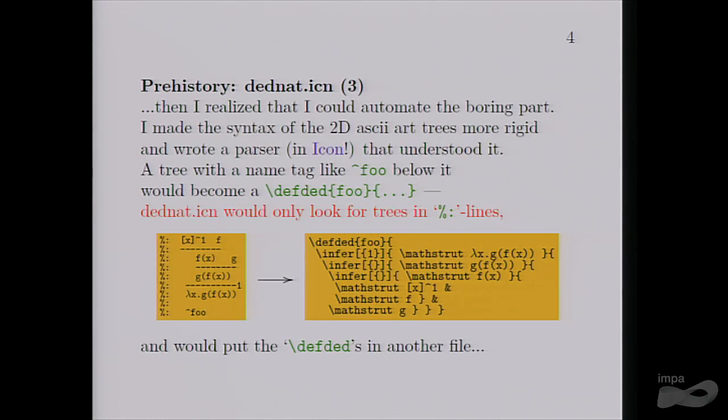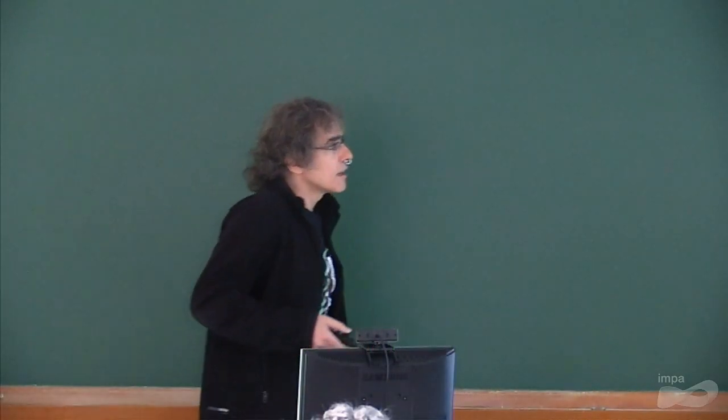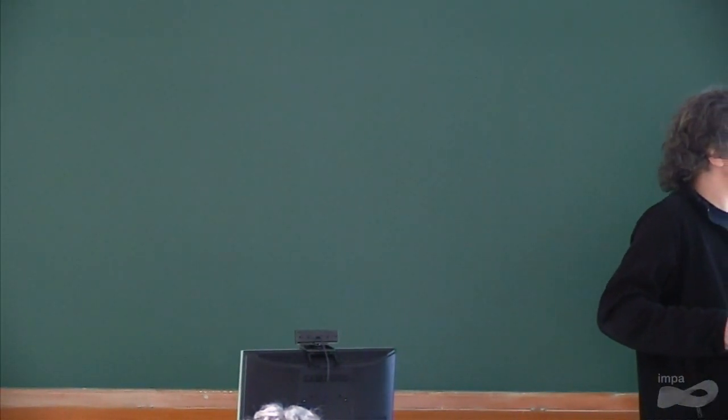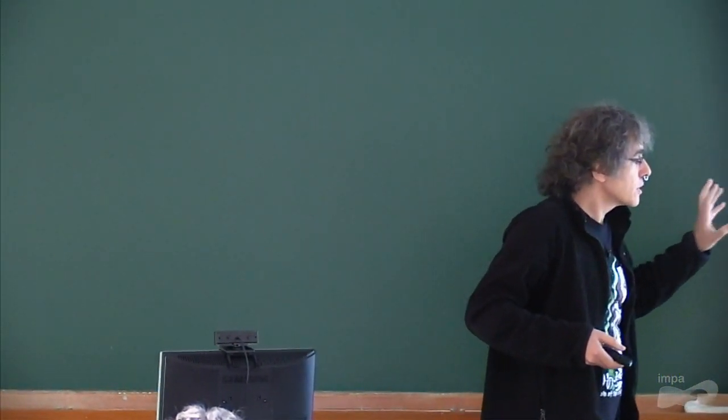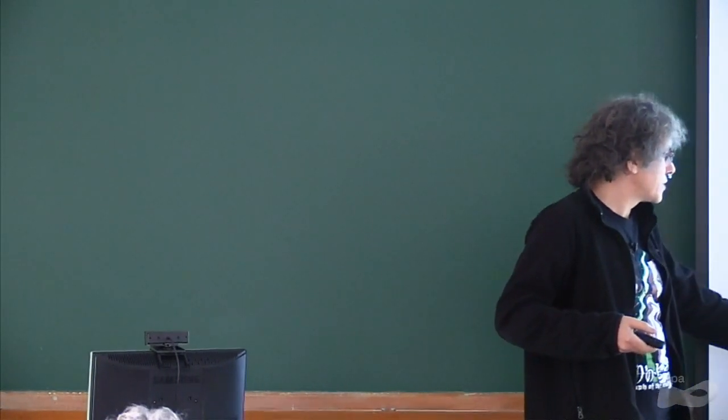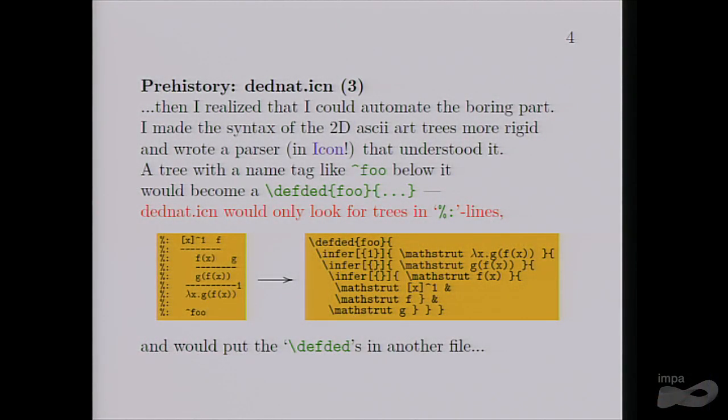And then at one point, I realized that writing code for proof.style was boring, and that it was more fun to automate the boring part. So I changed the syntax of the 2D trees a bit. I made it more rigid and easier to parse. And I wrote a parser in Icon, which was one of my favorite languages at the time. My other two favorite languages at the time were TCL and Forth. And so I wrote this parser. It was just 100 lines long.